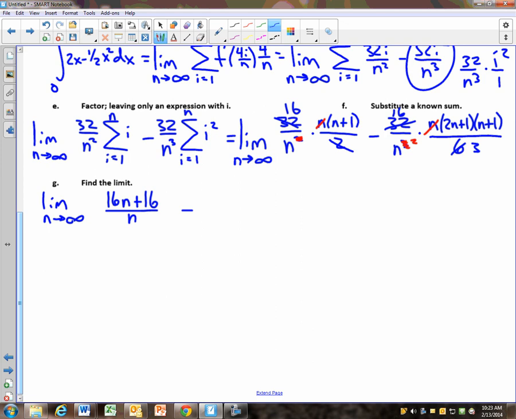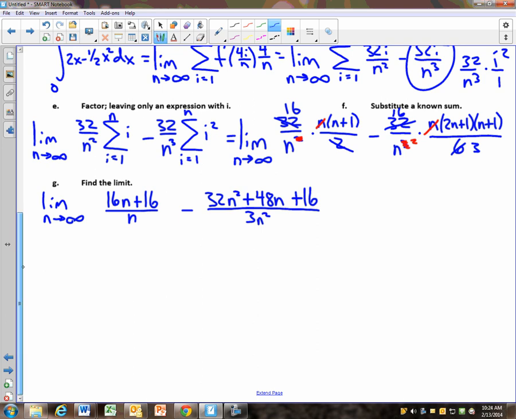Okay, and now we've got to FOIL this out. 2n times n, 2n squared, times 16. 2n times 1 is 2n. 1 times n is n. Add them together, you get 3n times 16, 48n. And then 1 times 1, times 16 is 16, and all that is over 3n squared.